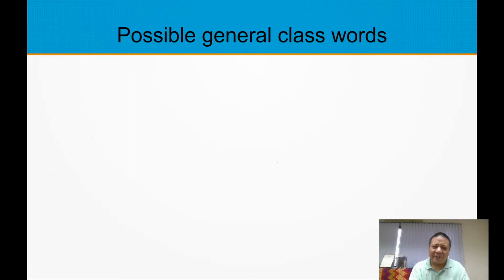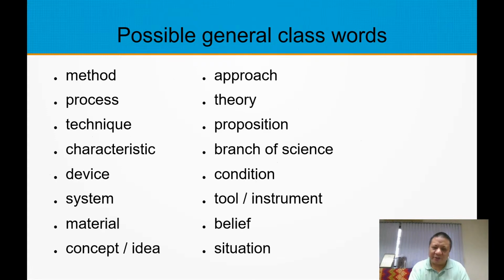Okay, now here are some possible general class words or genus: method, process, technique, characteristic, device, system, material, concept or idea, approach, theory, proposition, a branch of science, tool or instrument, belief, situation.